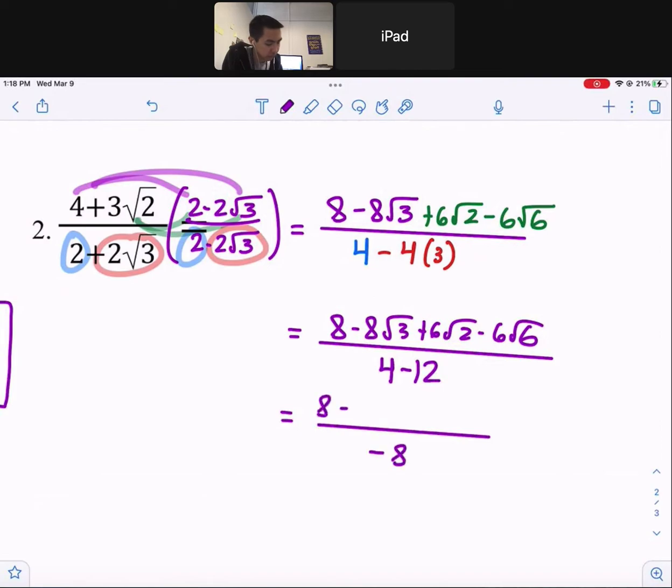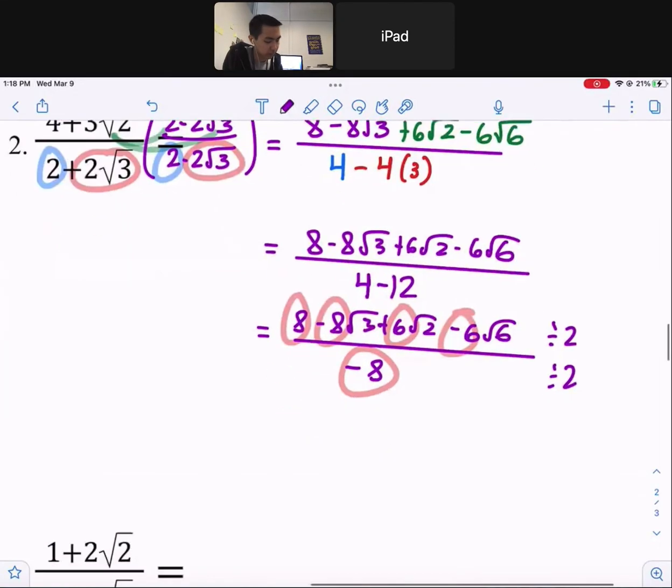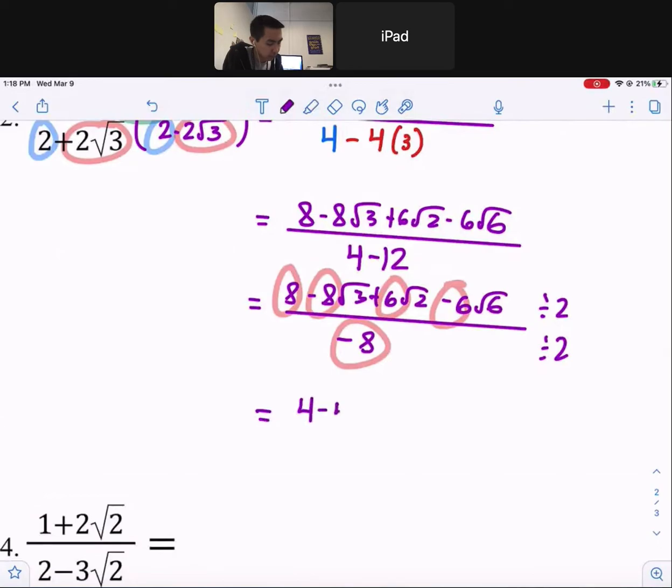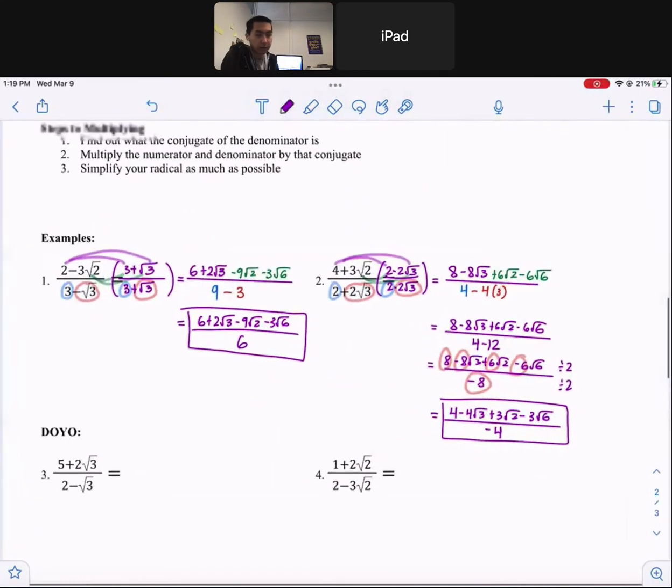And then I'm just going to recopy all of that stuff. So the only way you guys could possibly simplify is this number, can you divide something out to all 5 of those? And you can. You guys can divide 2 to top and bottom. 4 minus 4 rad 3 plus 3 rad 2 minus 3 radical 6, all over negative 4. And there you guys have that, alright?